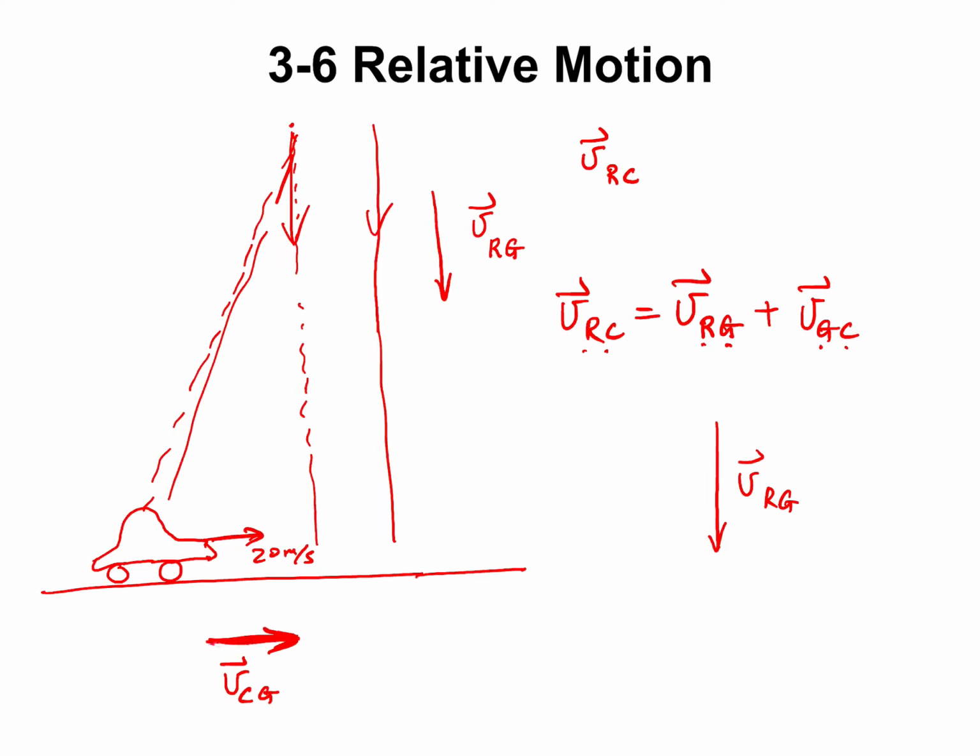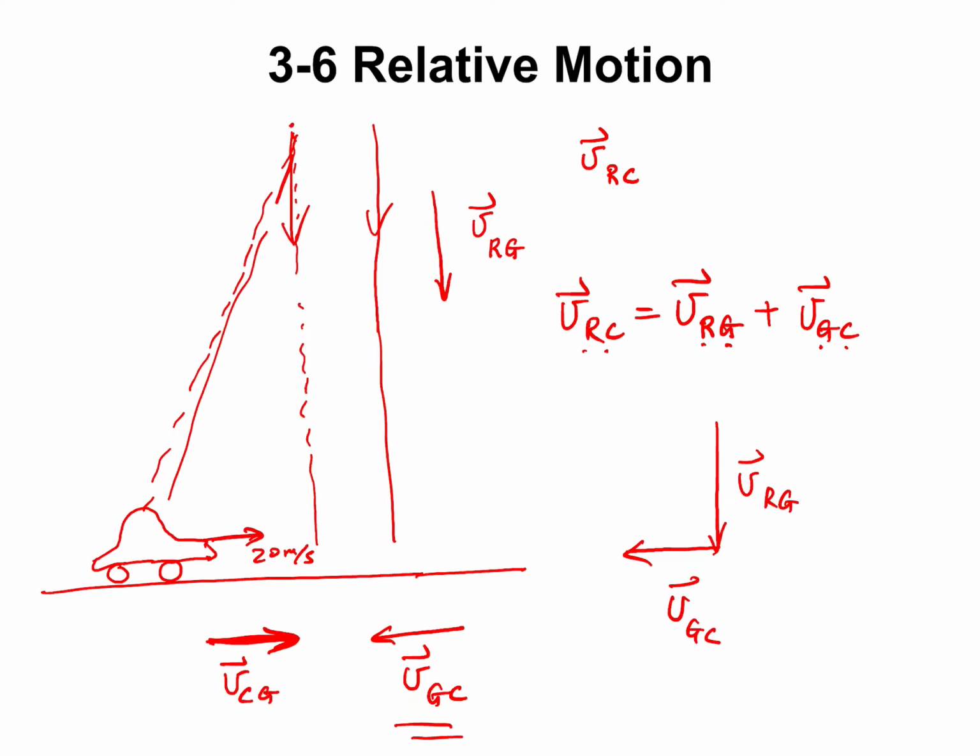Relatively, the ground moves towards the left. If you consider the car stationary, then relative to the car, the ground moves to the left of the car. So this will be V_GC, the velocity of the ground relative to the car.